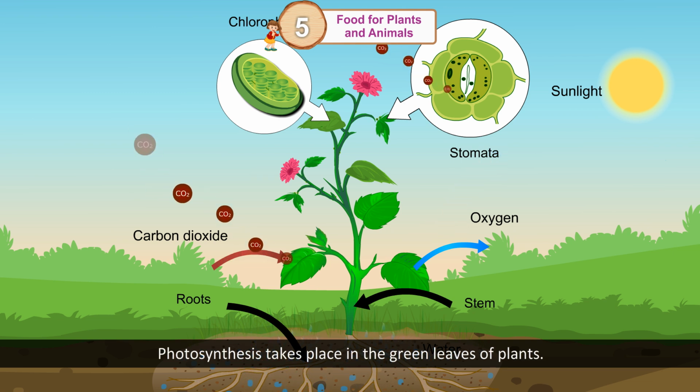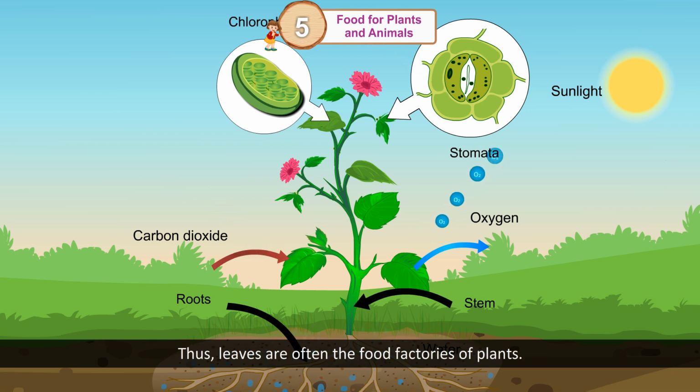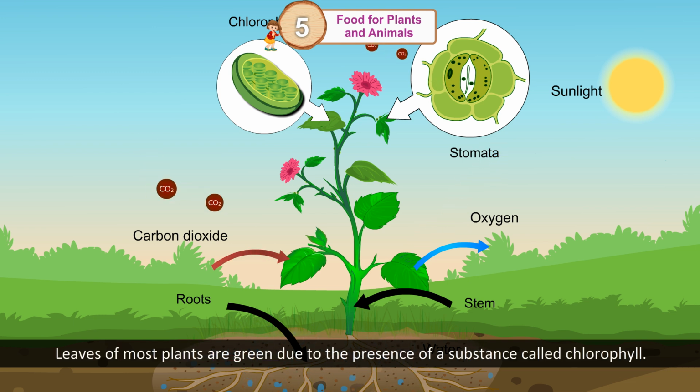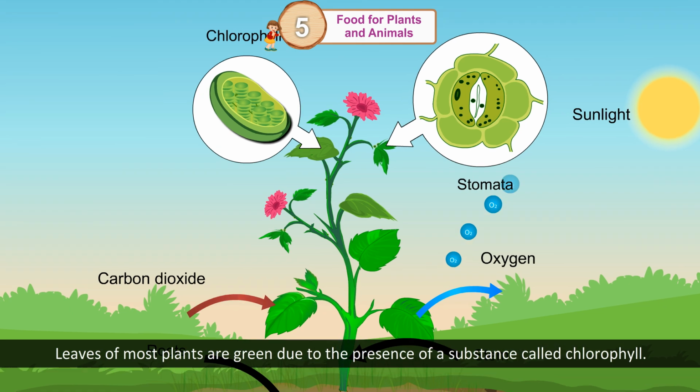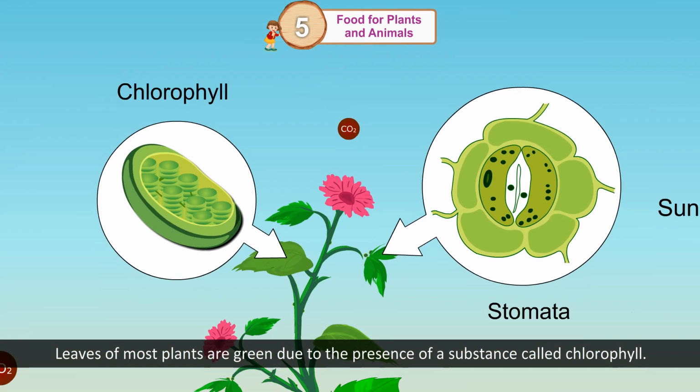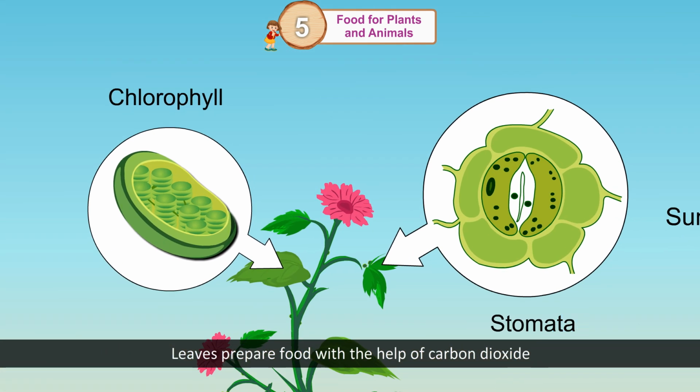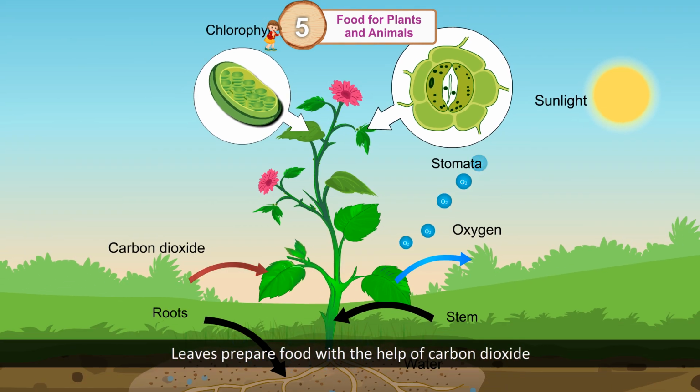Photosynthesis takes place in the green leaves of plants. Thus, leaves are often called the food factories of plants. Leaves prepare the food for plants. Leaves of most plants are green due to the presence of a substance called chlorophyll. Leaves prepare food with the help of carbon dioxide and water in the presence of sunlight and chlorophyll.